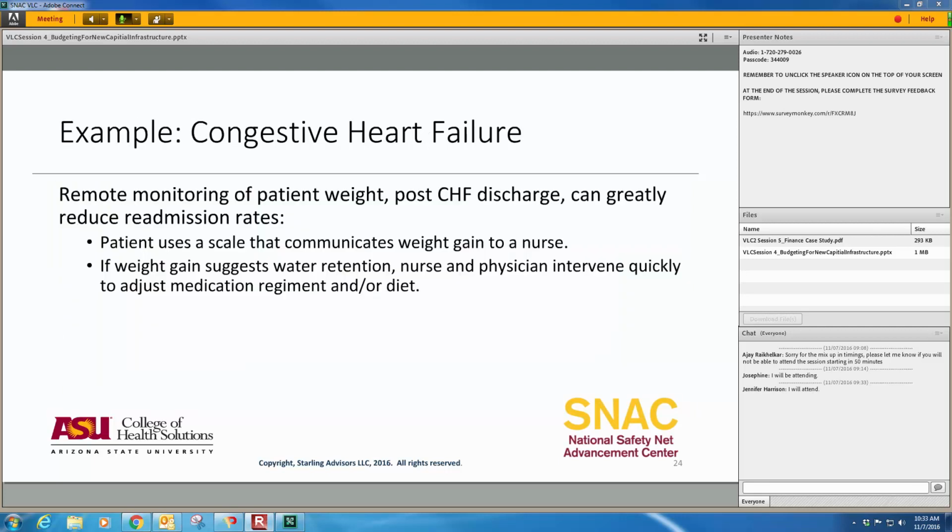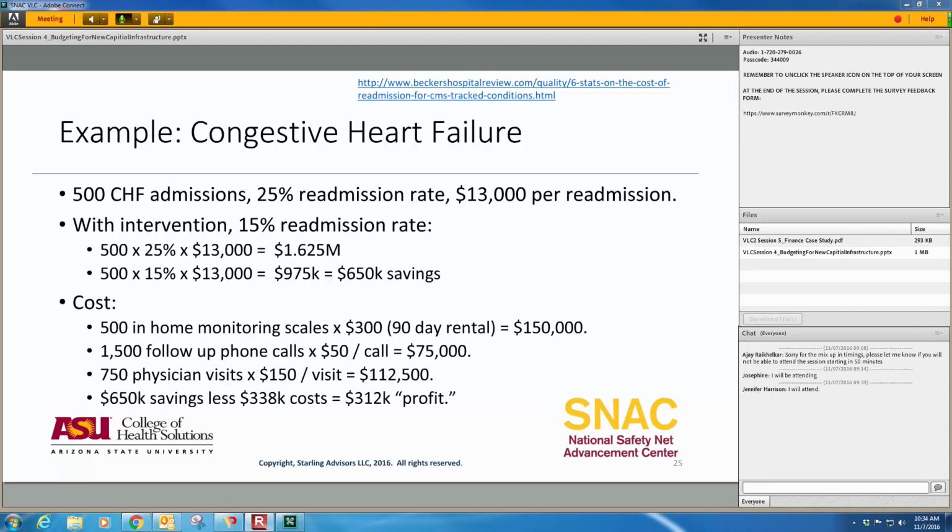The example I like to use tends to be an elderly or Medicare example, but I think it really gets to the point of a specific intervention: providing remote monitoring of patient weight post-congestive heart failure discharge, which essentially allows the nursing team to quickly adjust either medication or lifestyle to ideally keep these patients from being readmitted.